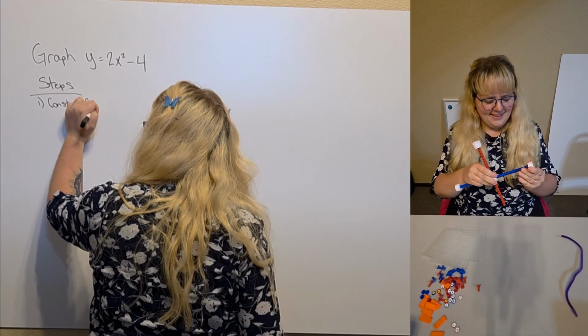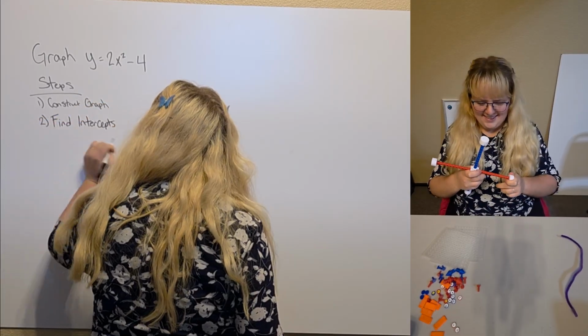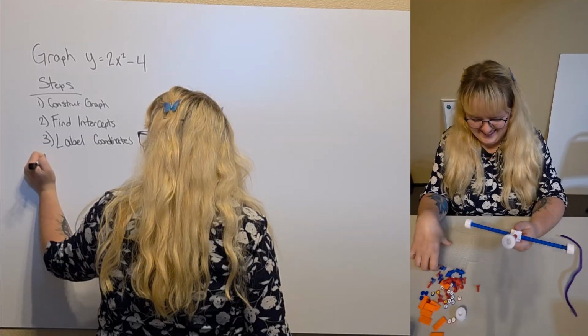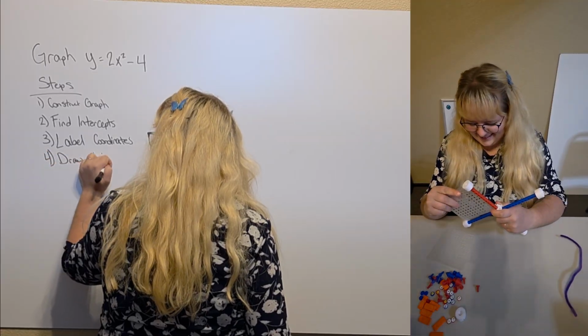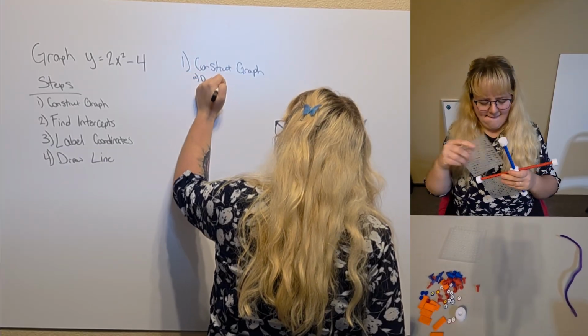We say step 1 is to construct the graph, step 2 is to find the intercepts, step 3 is to find and label coordinates, and step 4 is to draw the line. Now we begin the problem with that first step, and we construct this graph.